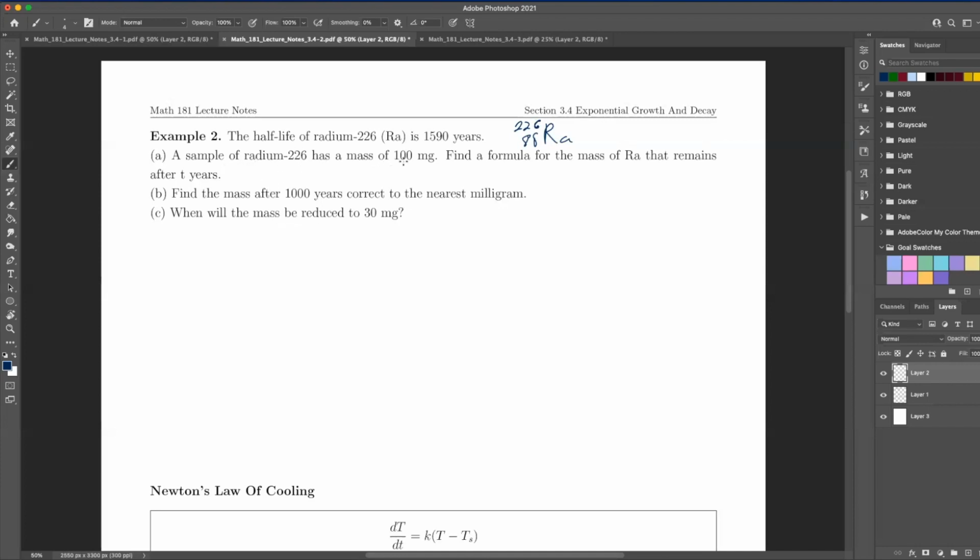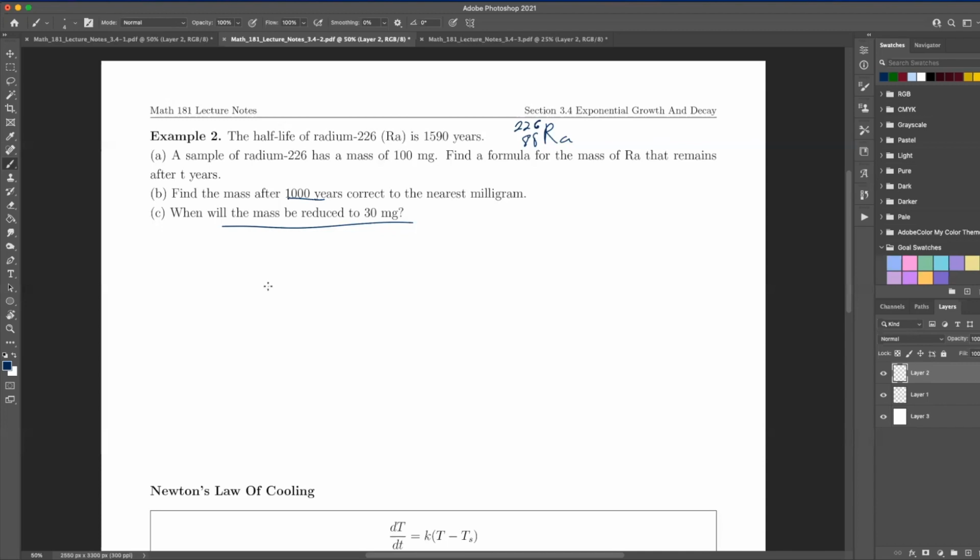All right, so the half-life of radium is this many years. Given a sample of radium, find the formula of the mass of radium after t years. Given an initial sample size, how much remains after this time? Find the mass after 100 years or 1,000 years. When will the mass reduce to 30 milligrams? So we're going to solve each one of these.